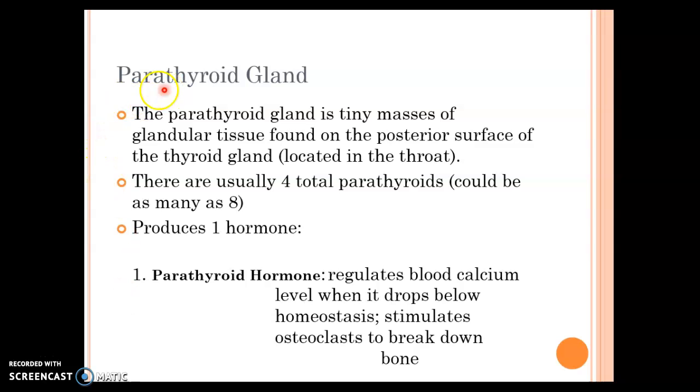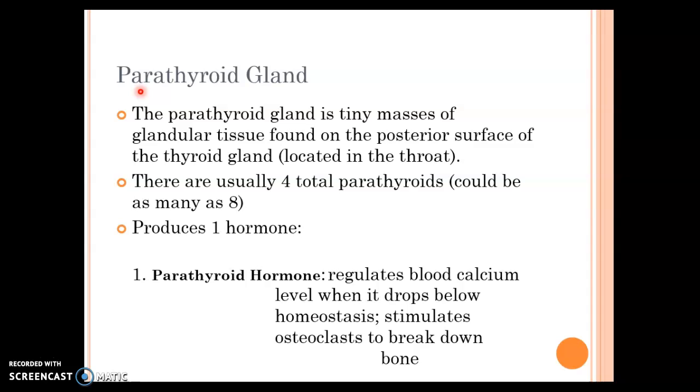Parathyroid, so the medical word para means next to. The parathyroid glands are anywhere from 4 to 8 little nodules of tissue that are actually attached to the thyroid gland. So if you lose your thyroid, you're also going to lose your parathyroid. It only produces one hormone, and that's parathyroid hormone.